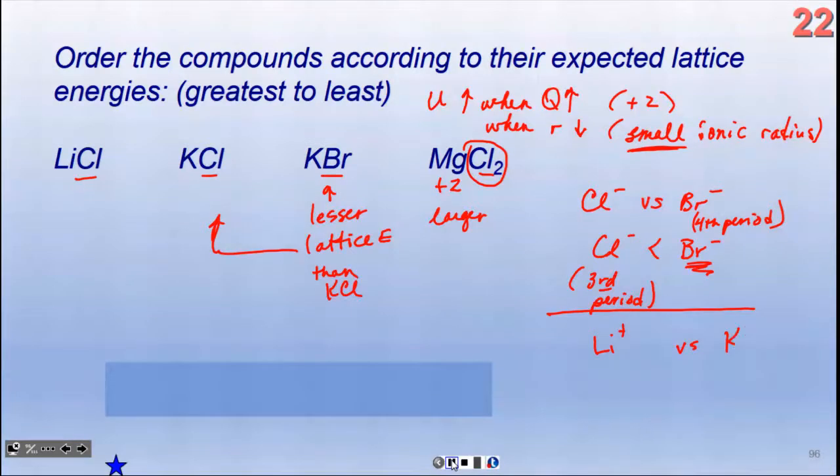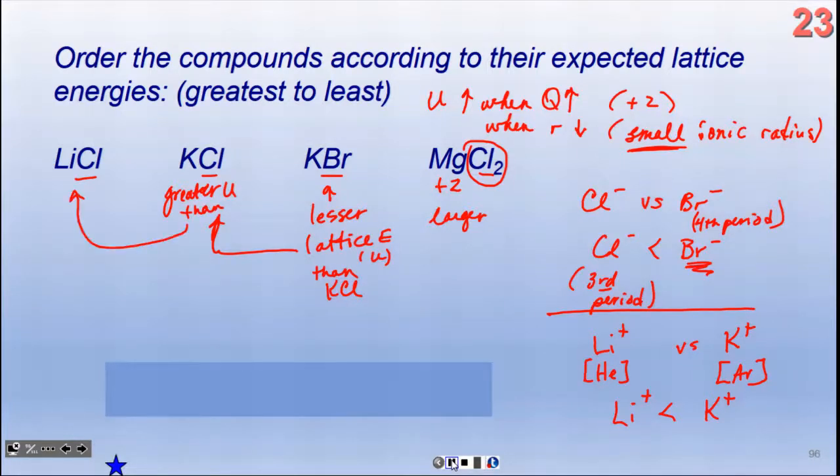When you have a lithium ion, its configuration is effectively the same as helium. That's just the first shell full. And a potassium ion is effectively the same as argon. Oh, well, then which one's smaller? Well, this lithium ion is certainly much smaller than the potassium ion. So the potassium compound is going to have a greater lattice energy, that's the letter U, I guess, than lithium chloride.